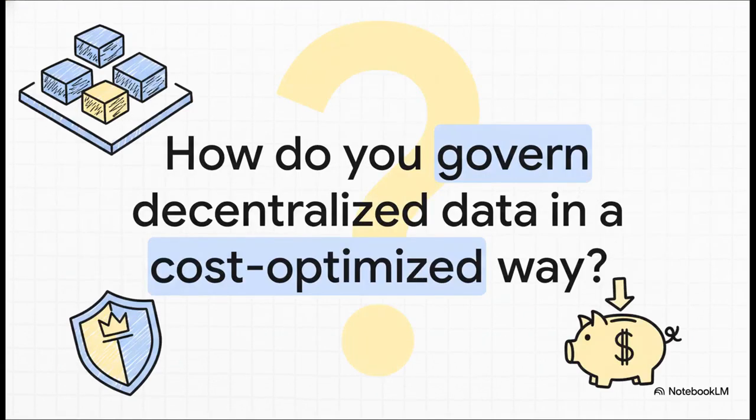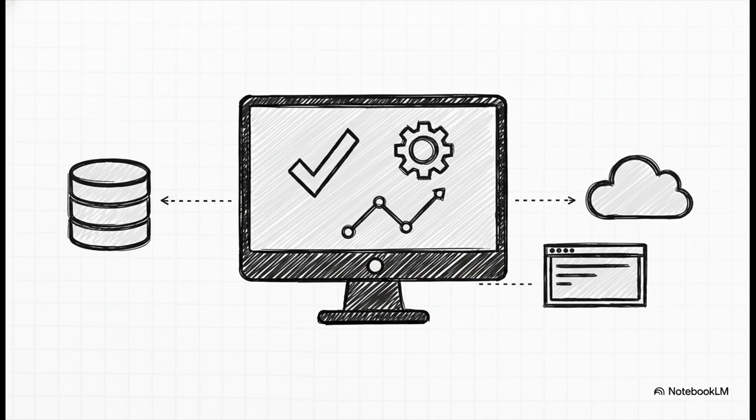Okay, so let's put it into practice. You see a question like this pop up on the exam. And by the way, this is straight from the official sample questions. You've got data scattered everywhere, different owners, it's a mess. You need governance, and you can't break the bank. What's your move? The answer here is going to be Dataplex, hands down.